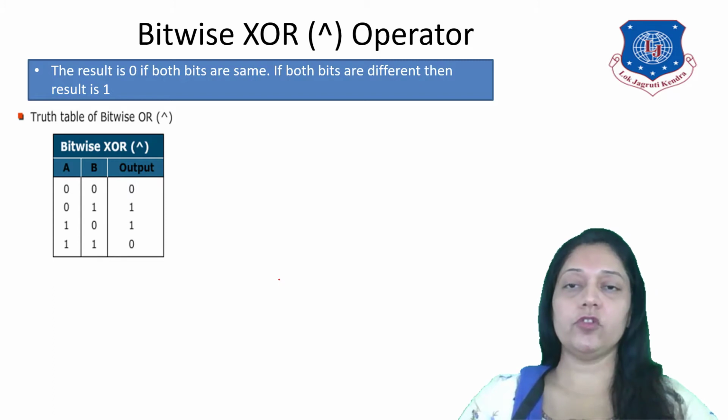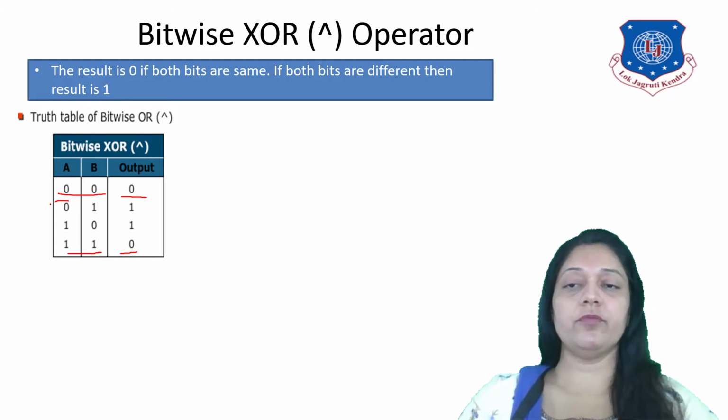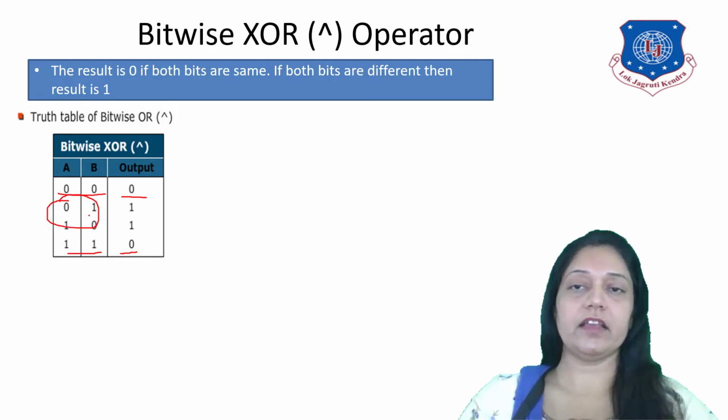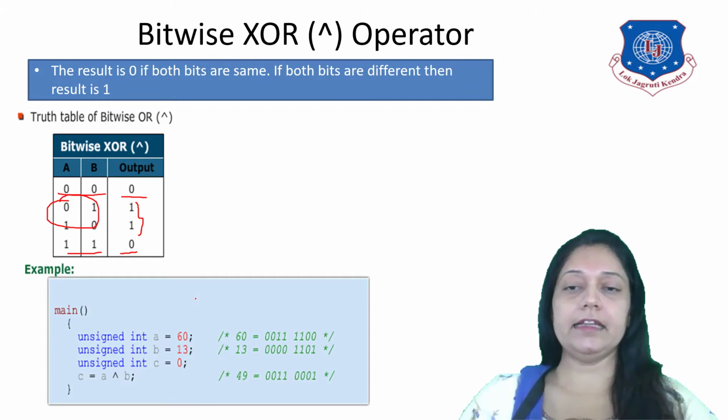This is the truth table of the XOR operator. That is, if both the bits are the same, the output is 0. If both the bits are 1, then also the output is 0, and if both the bits are 0, then also the output is 0. But if the bits are different, either 0 1 or 1 0, then the result is equal to 1. The same thing you apply as per this program.